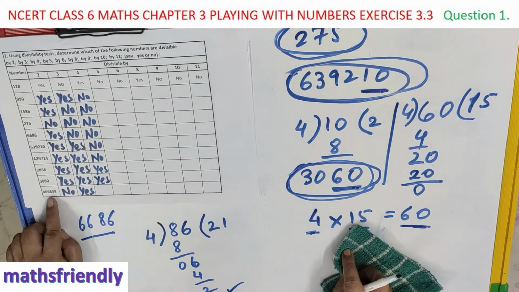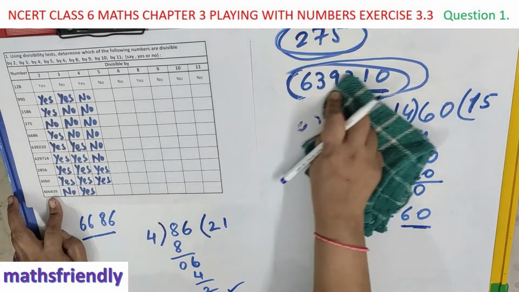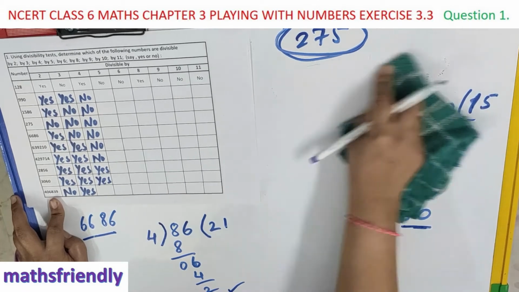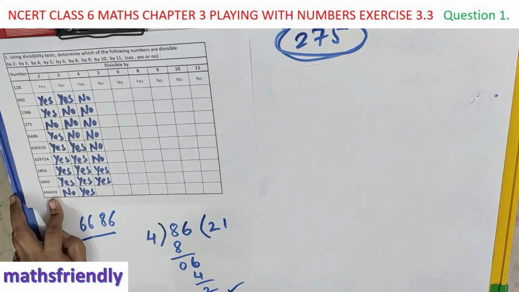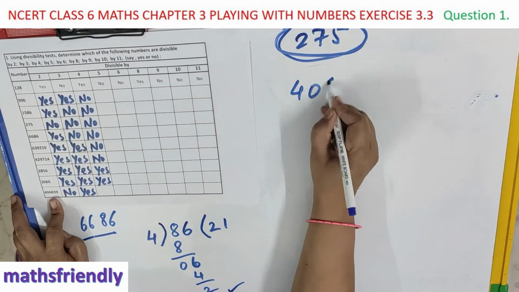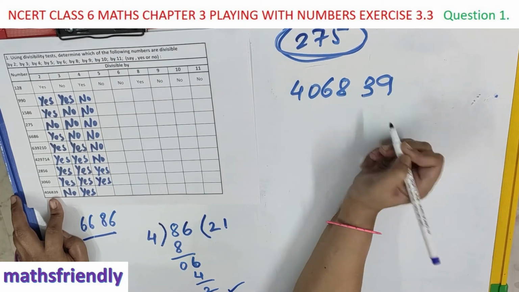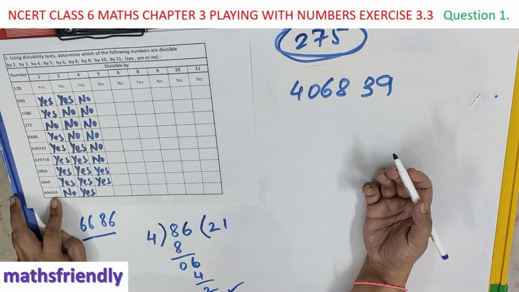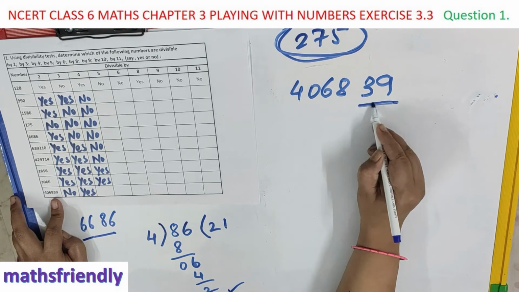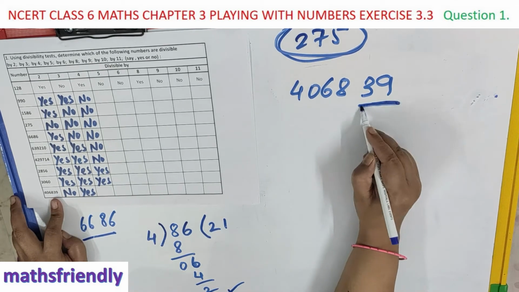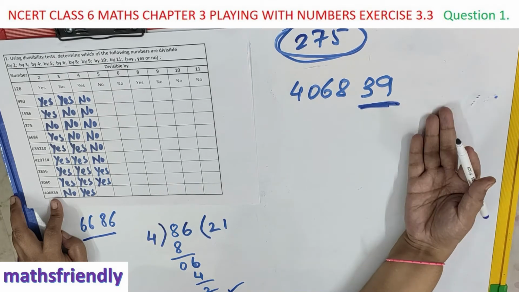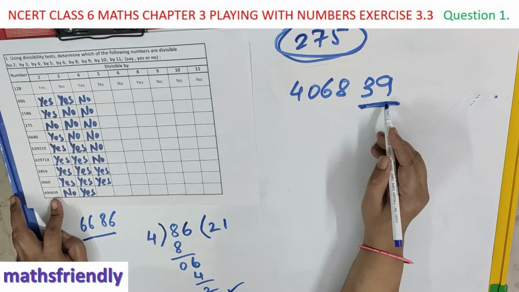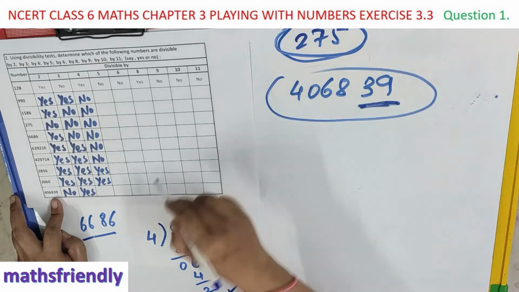Now let us come to the next question. See, this is a large number, right? It is a big number, 406839. We have to check whether it is divisible by 4 or not. For that we only have to divide the last 2 digits and check, and we can very easily say whether this number is divisible by 4 or not.